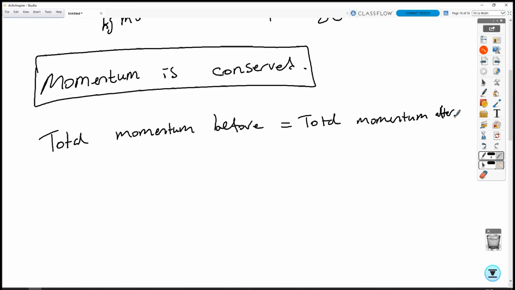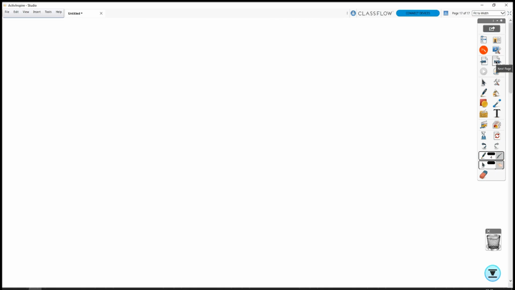Let's look at collisions next. Start a new page. So in a collision, two things can happen. Either our two objects can stick together and move as if they were one, which is called coalescing, or they don't stick together. In either case, the sum of all momentums before the collision is equal to the sum of momentums after the collision. And as long as you start with that principle, any problem is solvable.